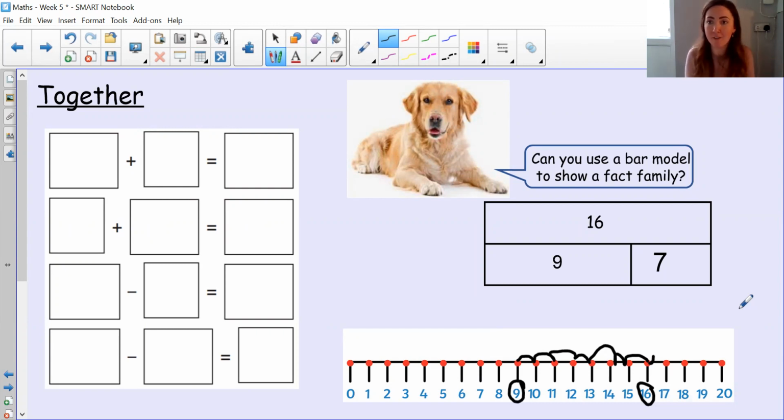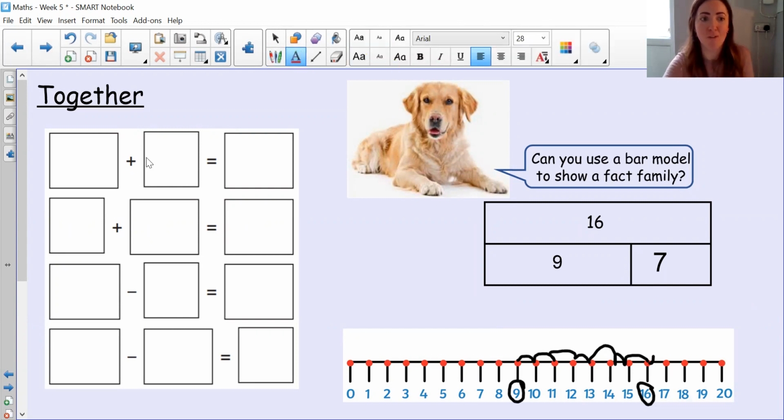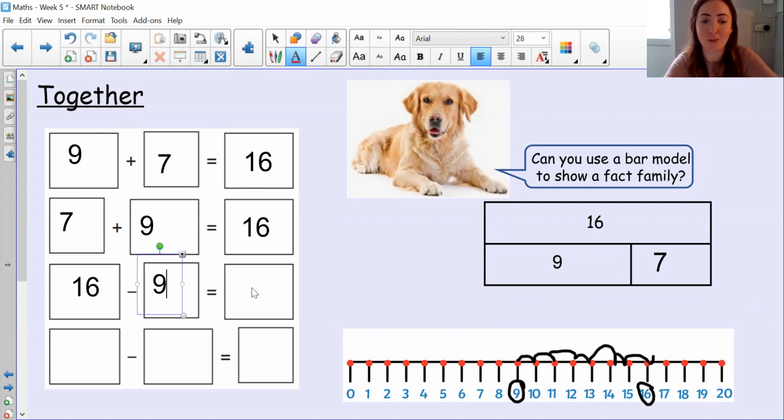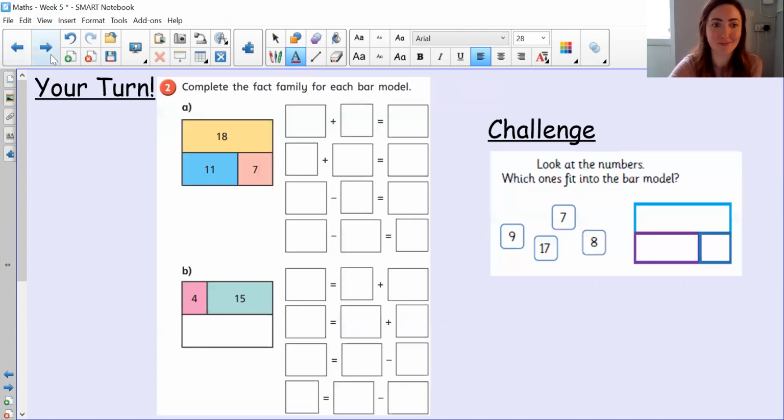Now we've got those 3 numbers, so pause here to have a go at the fact family if you haven't already done it. And when you're ready, let's check, see if you got it right. So 9 add 7 equals 16. Did you get that one? I hope so. And then 7 add 9 equals 16. And for our subtraction, 16 subtract 9 equals 7. And 16 subtract 7 equals 9. Did you get all those? Well done. Okay, and here's question 2 from the activity.